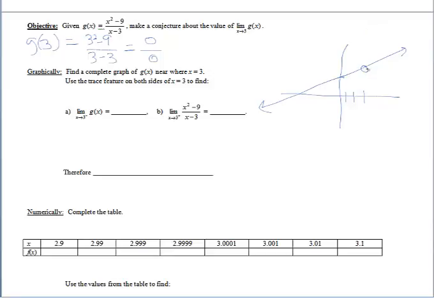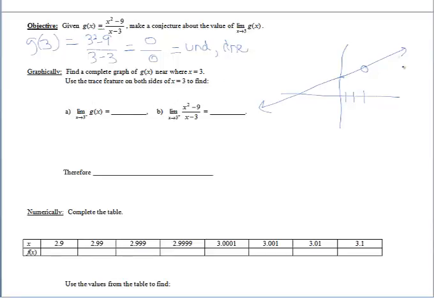Might be able to erase that little line through there. I just haven't figured it out yet, but that'll come. Okay, so the function does not exist, is undefined. That doesn't necessarily mean our limit doesn't exist, and that's the question at hand here. Okay, but that is a complete graph.